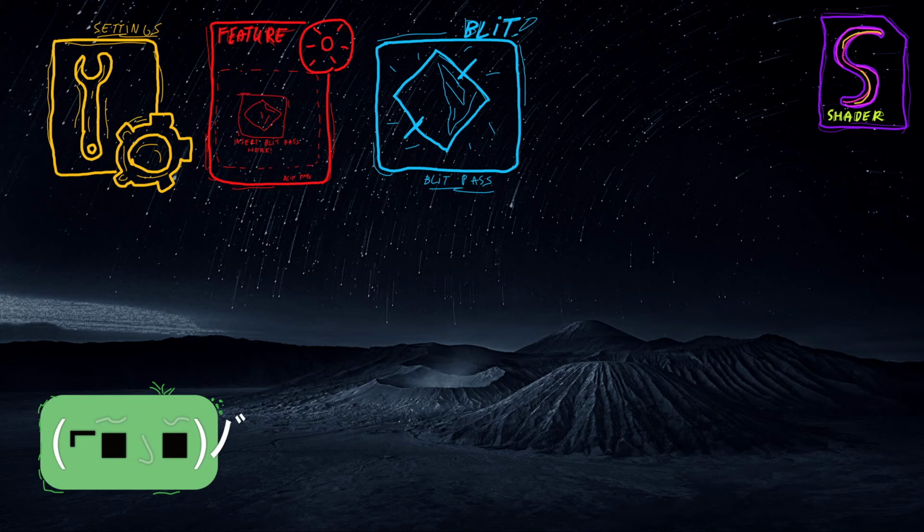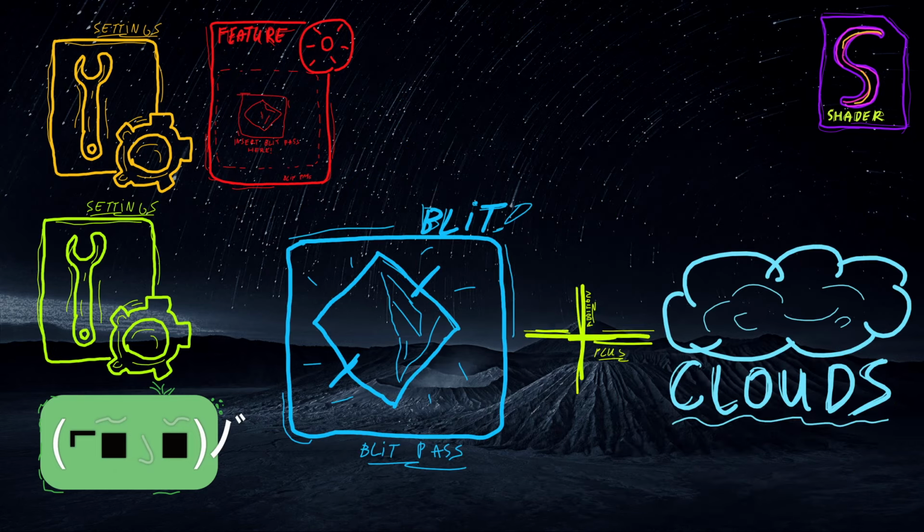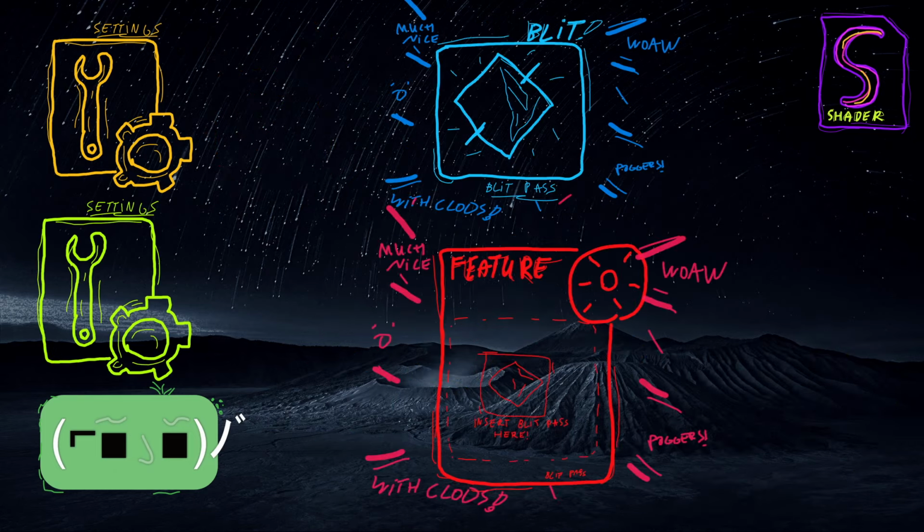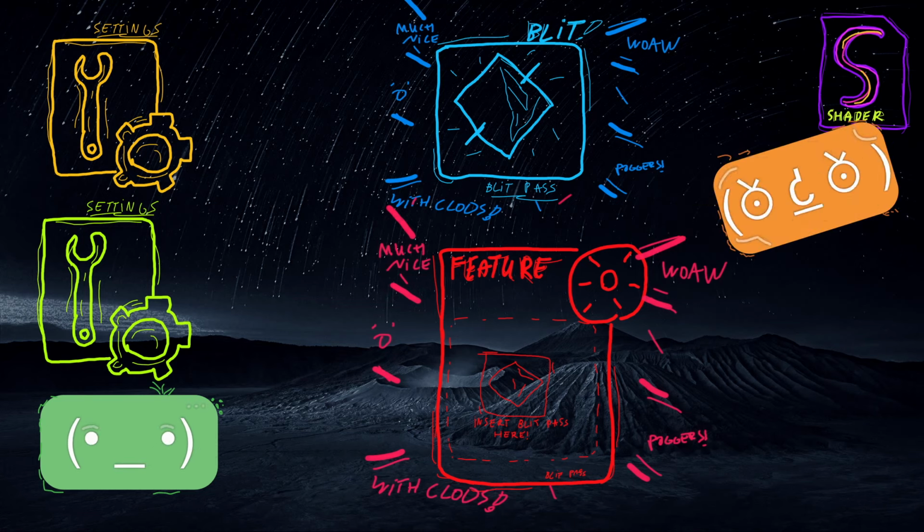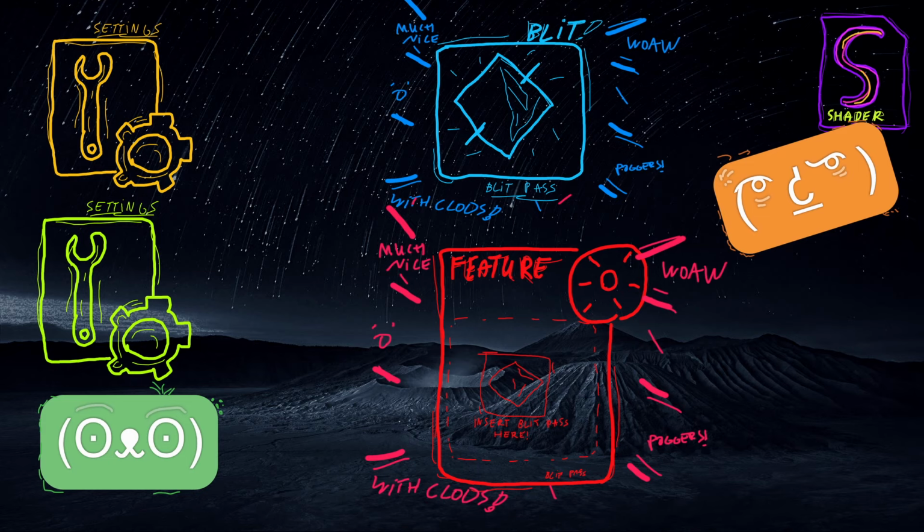Anyways, step 4. Create cloud settings file. Step 5. Update atmosphere bleed path and bleed future to include clouds as well. Wait, what the fuck? What? How did we end up adding clouds to atmosphere? Well, that is actually a very good question.